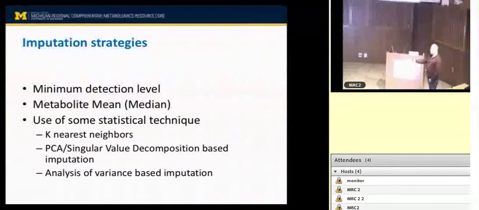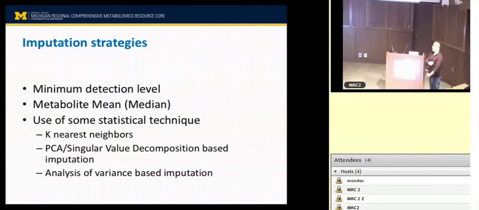You calculate the mean, and you put that value on the remaining 25%. There are much more fancy strategies. I strongly recommend the nearest neighbors. Of course, then the question is, how many nearest neighbors to use?